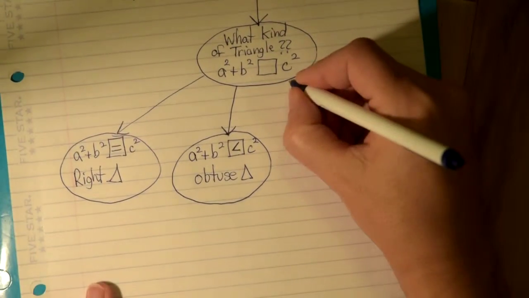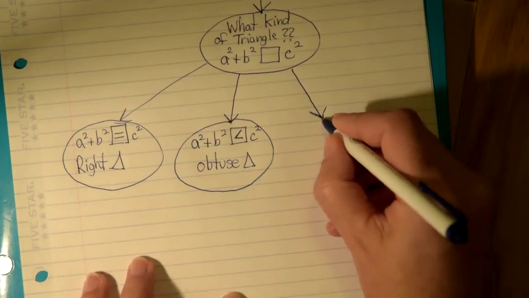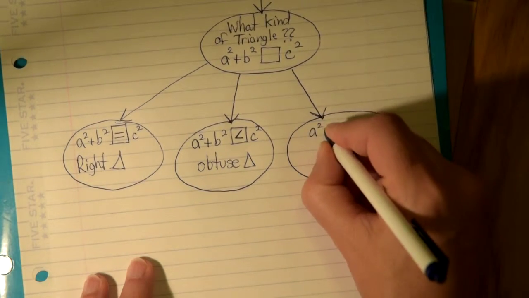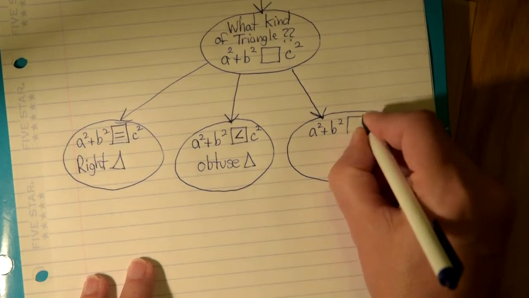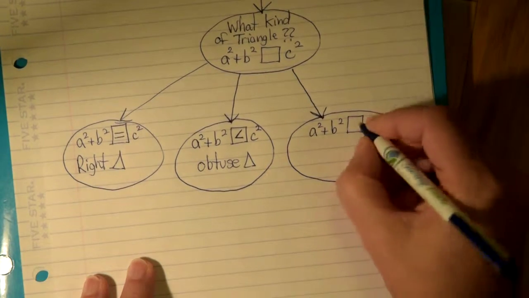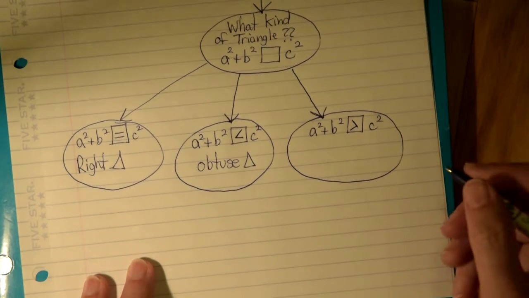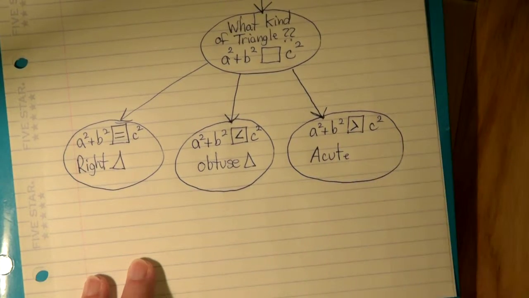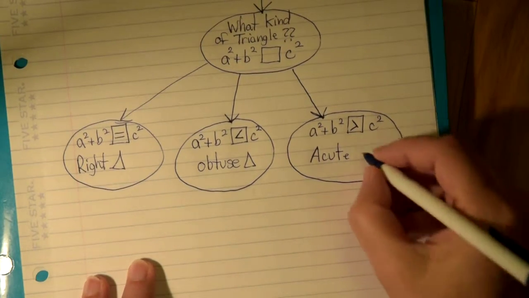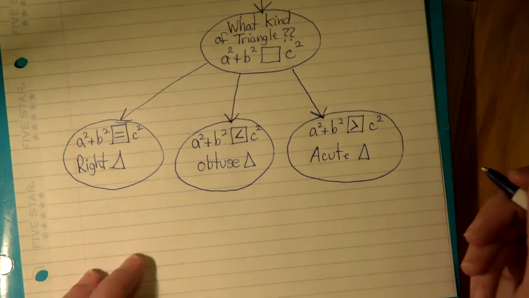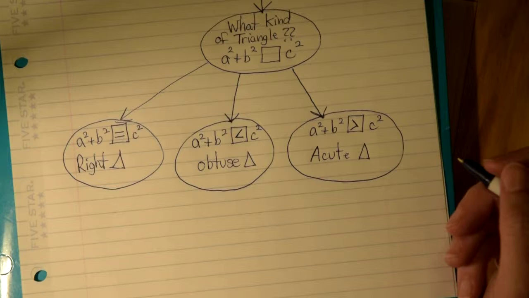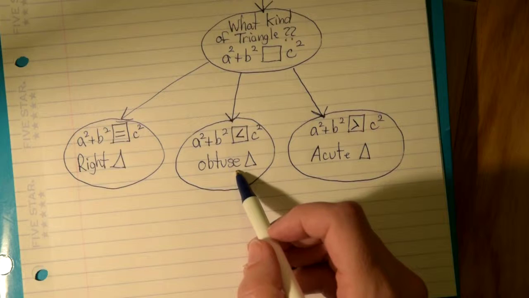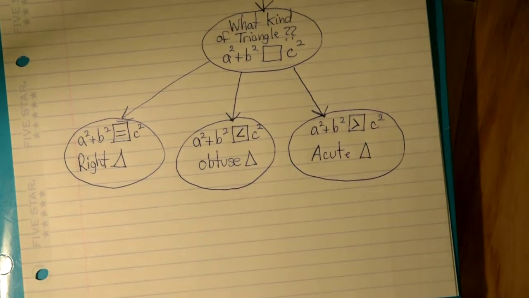And one more possibility. You could have a squared plus b squared being greater than c squared. And if that's the case, it's an acute triangle. These are angle classifications, by the way, not side length classifications. So an acute triangle has all three of its angles less than 90 degrees. Obtuse triangle has one angle that's greater than 90. Of course, a right triangle has one 90-degree angle.